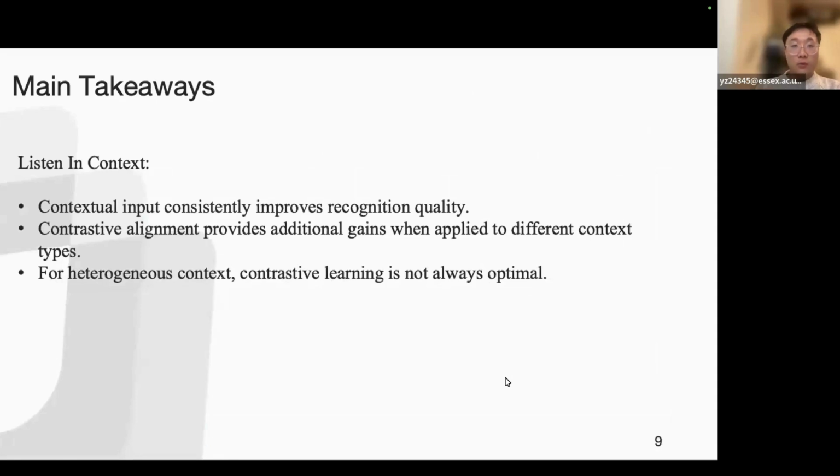So here are the main takeaways for our recent work. First, contextual input consistently improves the recognition quality. Second, contrastive alignment provides additional gains when applied to different context types. And third, for heterogeneous context, contrastive learning is not always optimal.